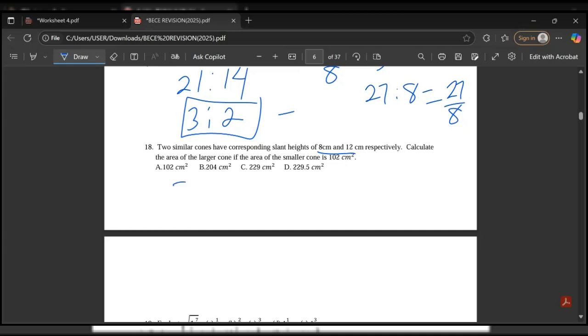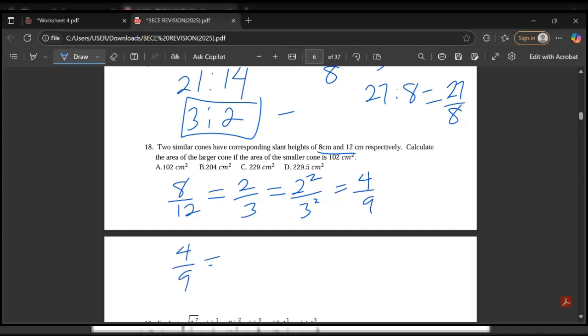8 over 12. Let's simplify it further. 4 can divide both of them. That would be 2 over 3. This is the linear scale factor of the two cones. Now, we need to convert this to area because we are looking for the area of the larger cone. So we change this to 2 squared all over 3 squared, which gives us 4 over 9. That is area. So we have converted it to area now. That is 4 over 9.